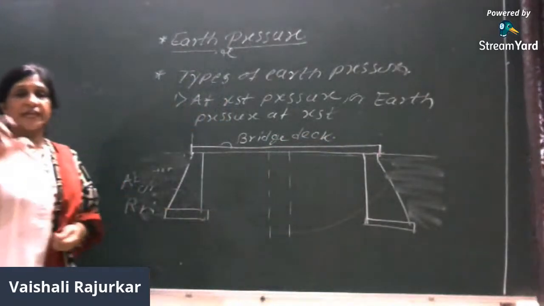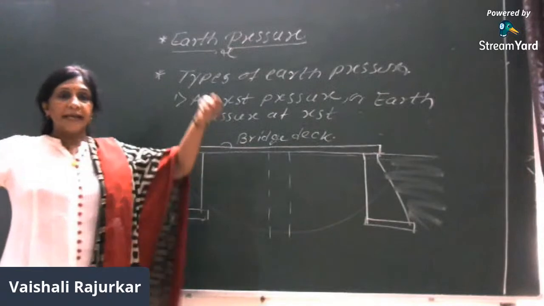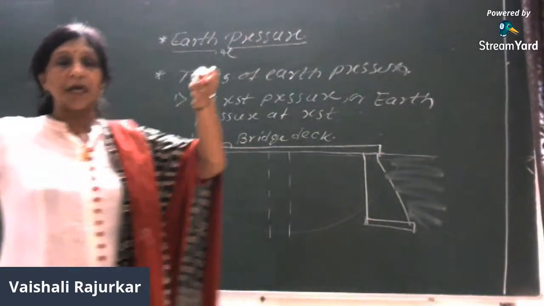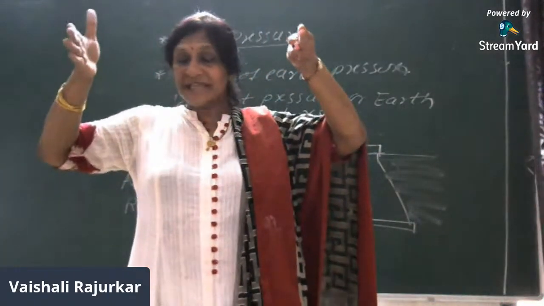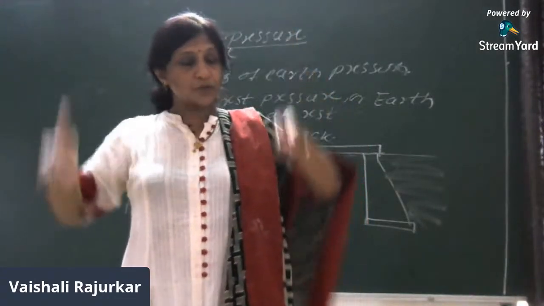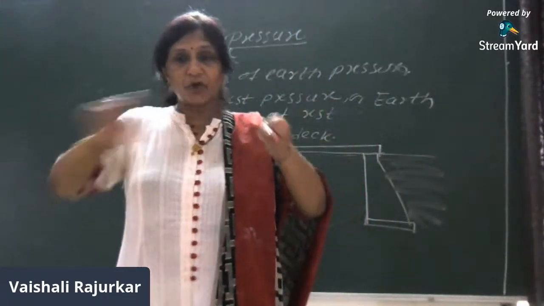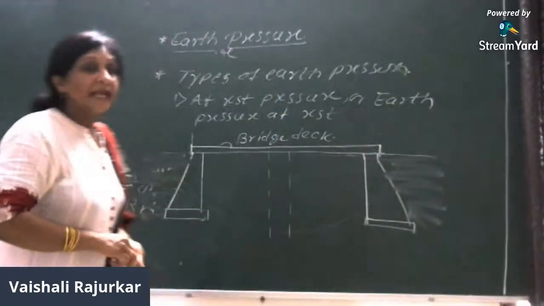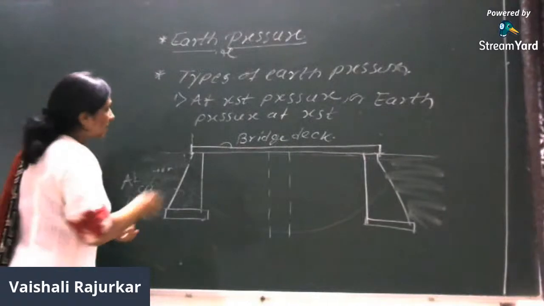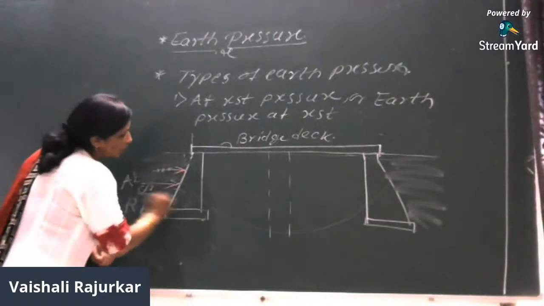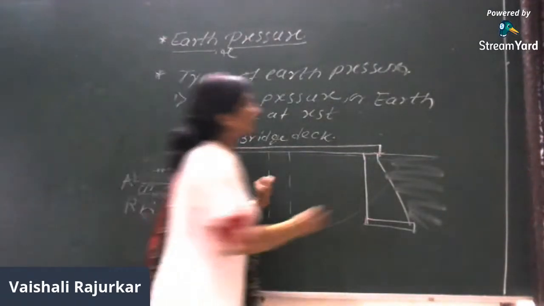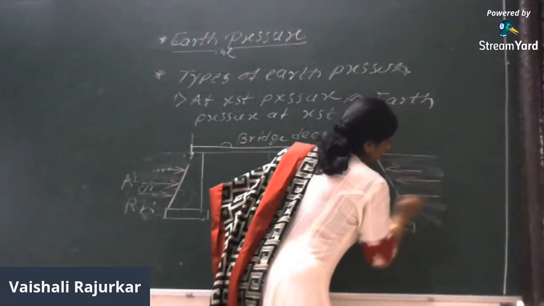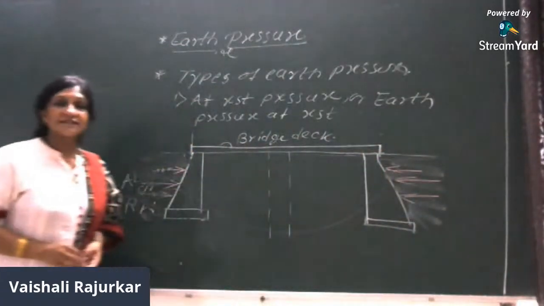This bridge deck, or the horizontal slab, anchors the two surfaces. The two retaining walls are well anchored by it, and therefore even though there is a pressure of the soil on both the sides, still no movement of the wall has taken place.